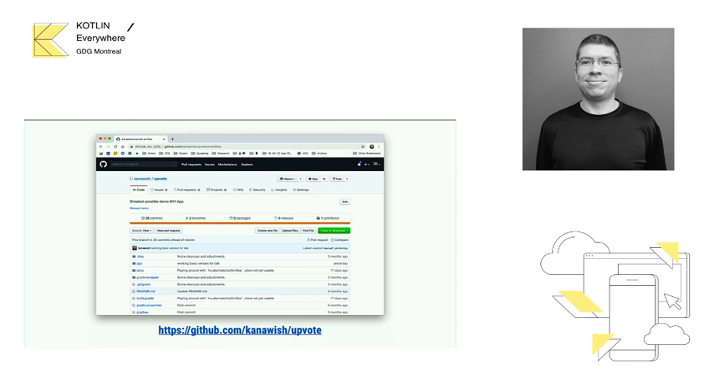So this is a lot of stuff, especially if you're not used to all the reactive stuff. It's a very small project. It's here. Upvote.